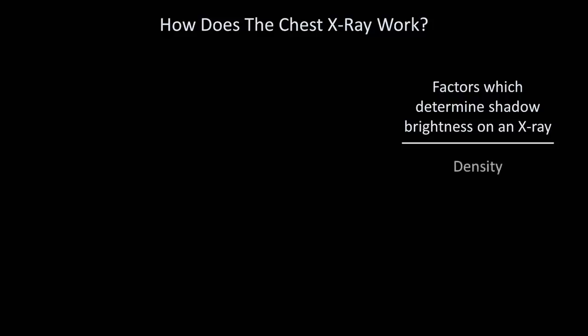The first is the density of the interposed tissue. Technically, this depends not just on the literal density as mass per unit volume, but also independently on the atomic mass of the particles in the interposed tissue. Let me show you some examples.